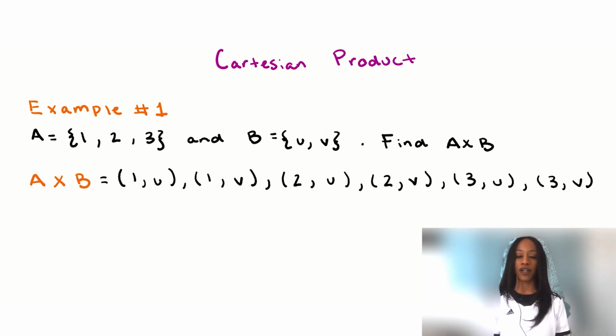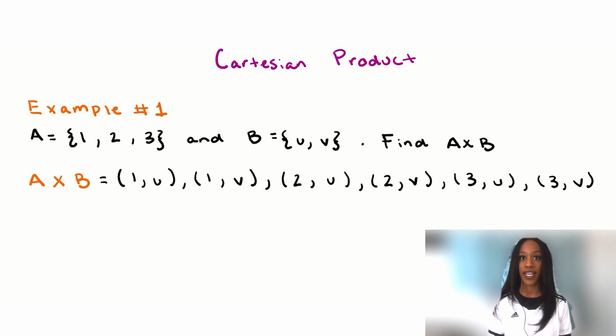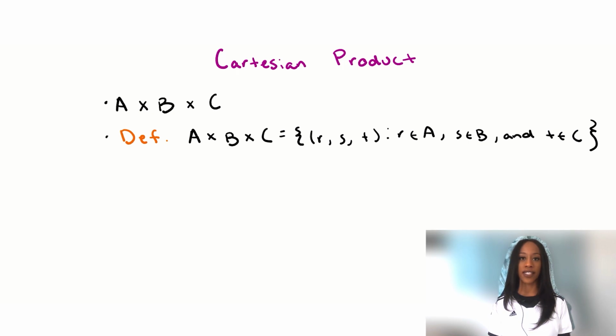So we see that our final answer for A cross B is 1U, 1V, 2U, 2V, 3U, and 3V. The Cartesian product is pretty simple. And so what I'll go ahead and do is move on to figuring out how to solve for the Cartesian product of 3 sets.